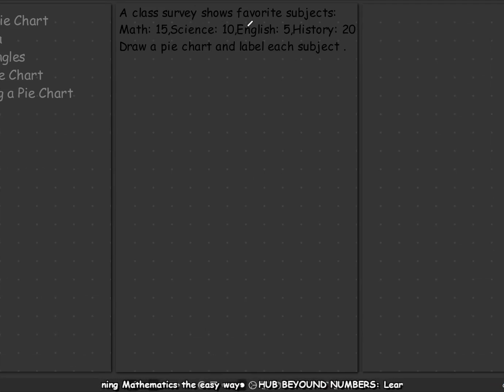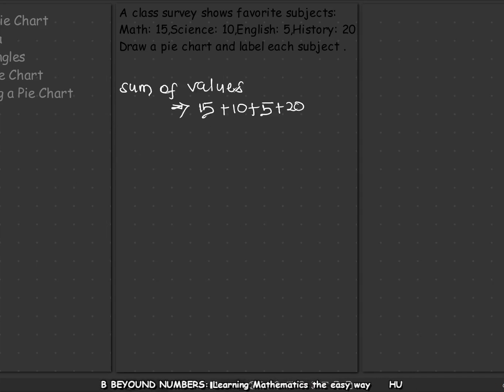A class survey shows favorite subject: math, science, English, and history. We have to draw a pie chart and label each subject. So how do we go about it? The first thing you need to do is to get the total of all these, the sum of the values, which is 15 for maths, 10 for science, 5 for English, and 20 for history.